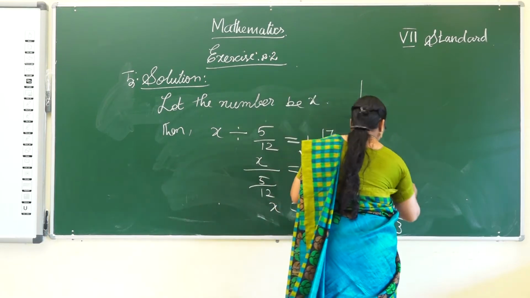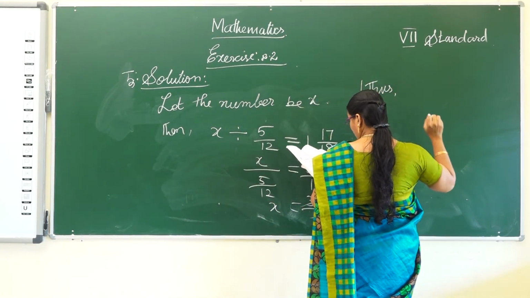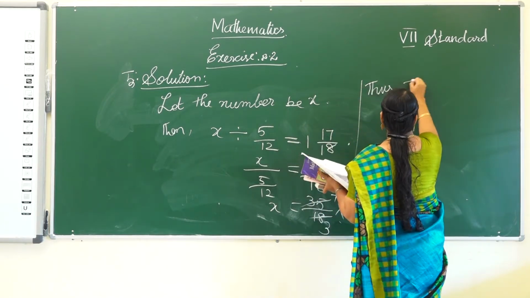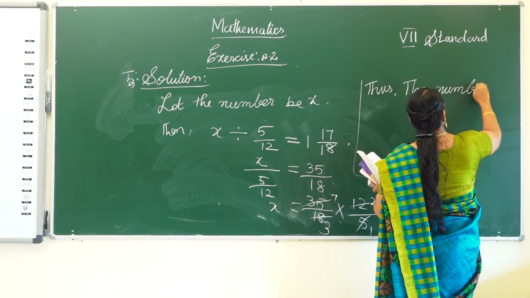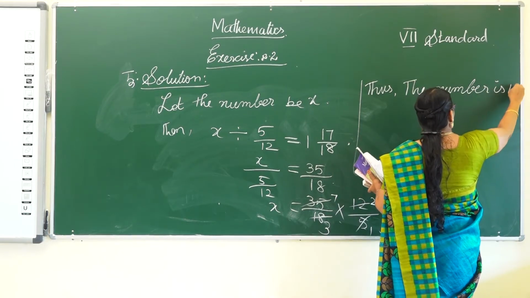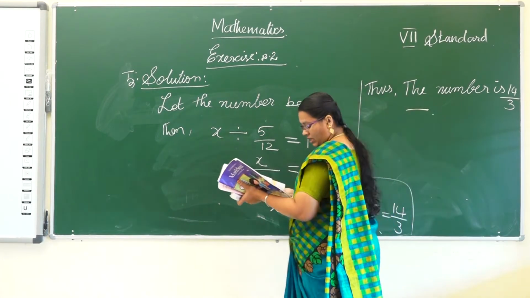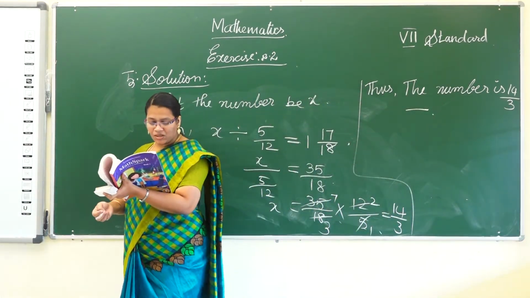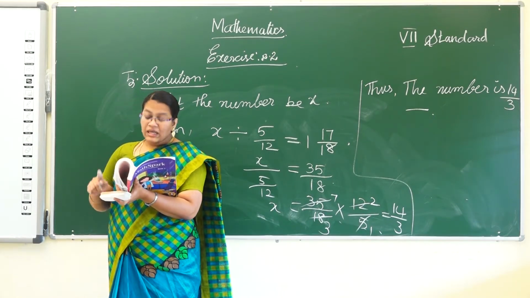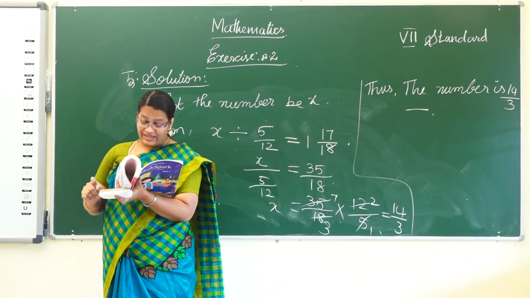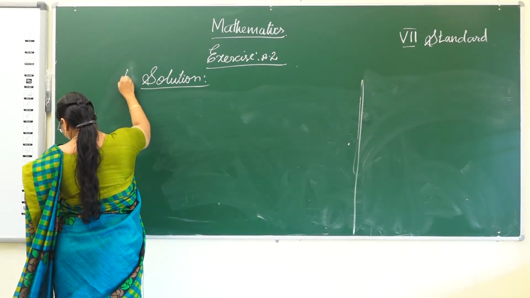Thus, what is the result? Thus the number is 14 by 3. Okay. Now see this sixth problem. The product of two numbers is 28 by 81. If one is 14 by 27, find the other. Sixth one.